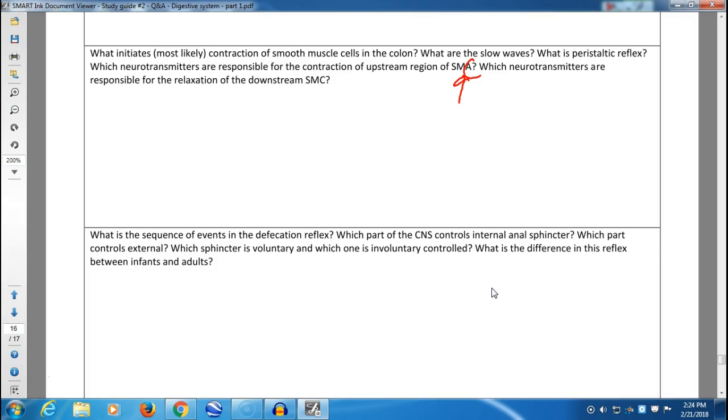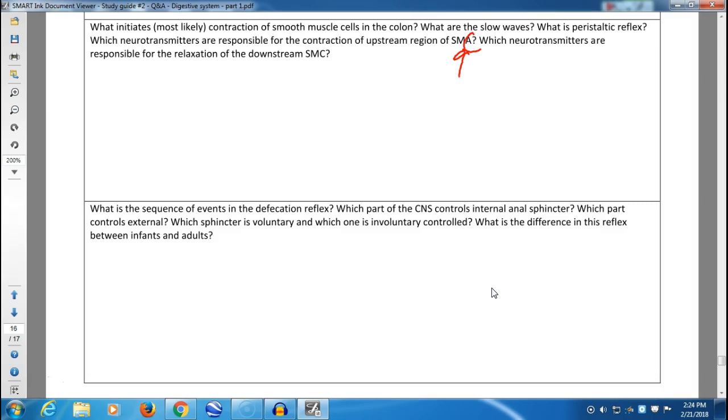That stretch initiates two reflex arcs. One arc goes upstream of the food. That's where the contraction happens. Two excitatory neurotransmitters, ACh and substance P, stimulate the contraction. If you skipped neurotransmitters in AP1, now it's time to lament about it. Downstream, there are two inhibitory neurotransmitters, NO and vasoactive intestinal peptide, VIP. Good?